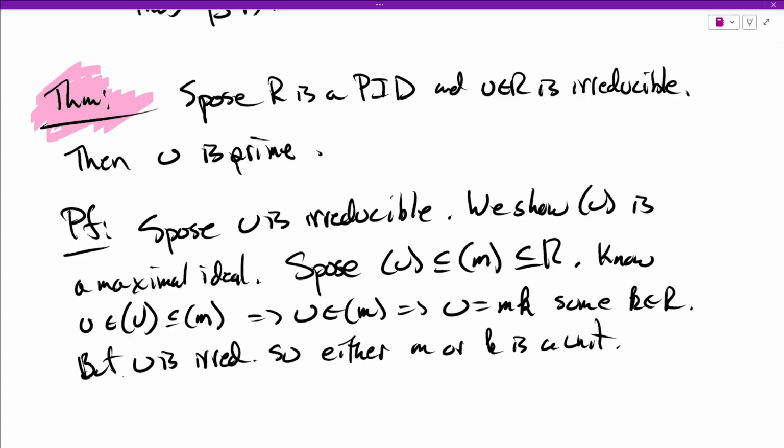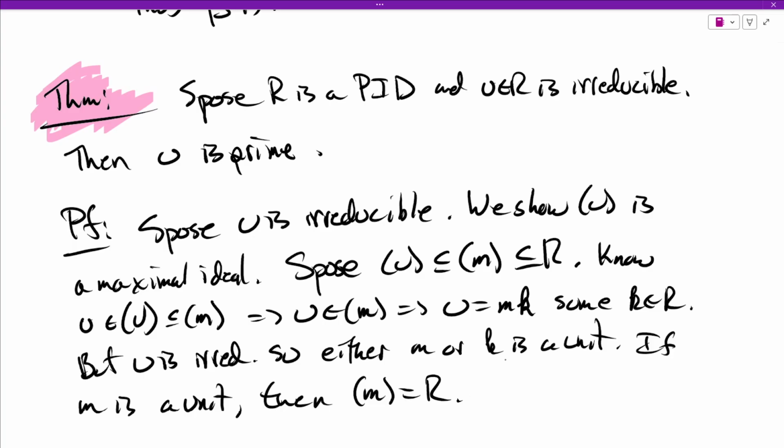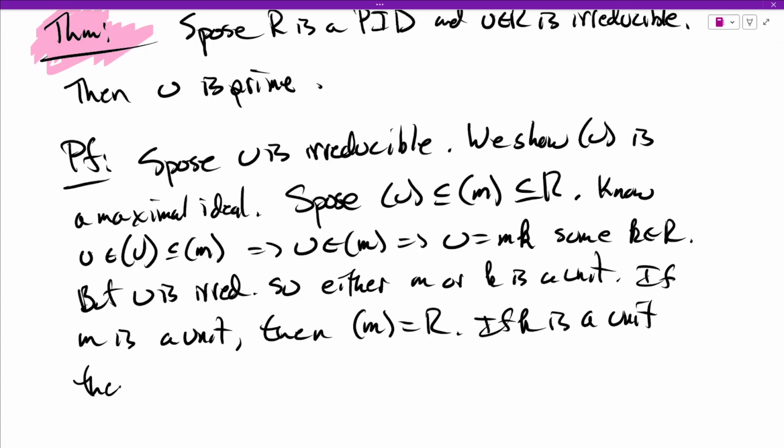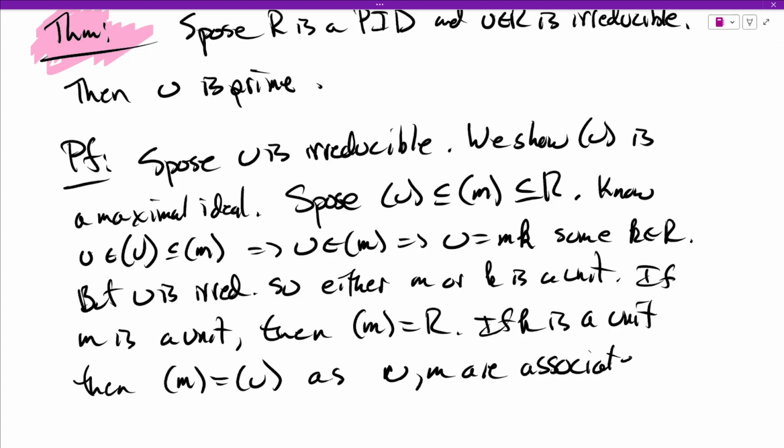Hopefully this is looking a little bit familiar. If M is a unit, then the ideal generated by M is all of R. If K is a unit, then the ideal generated by M is the same as the ideal generated by U, as U and M are associates. And associates generate the same principal ideal.